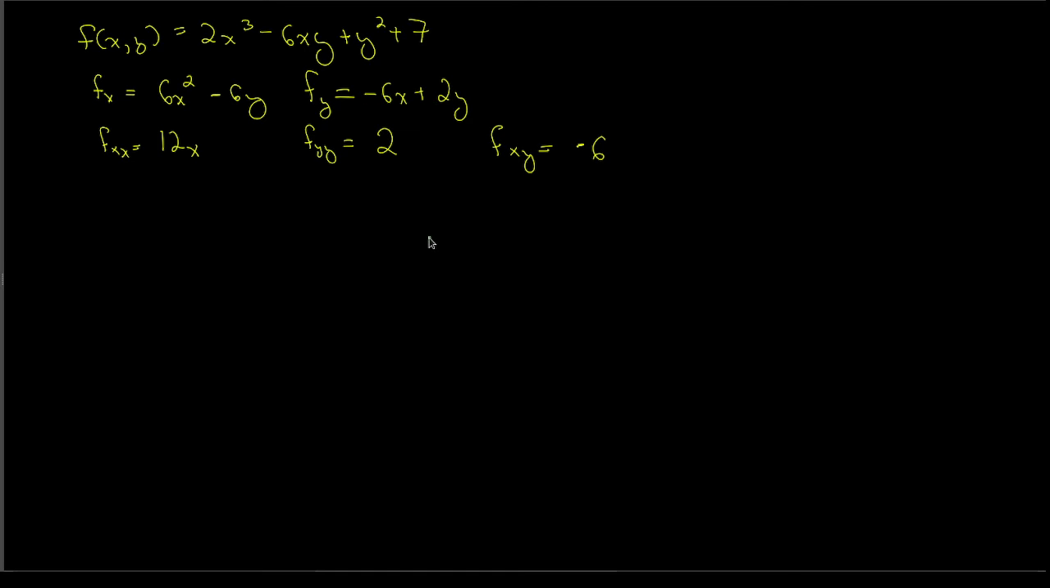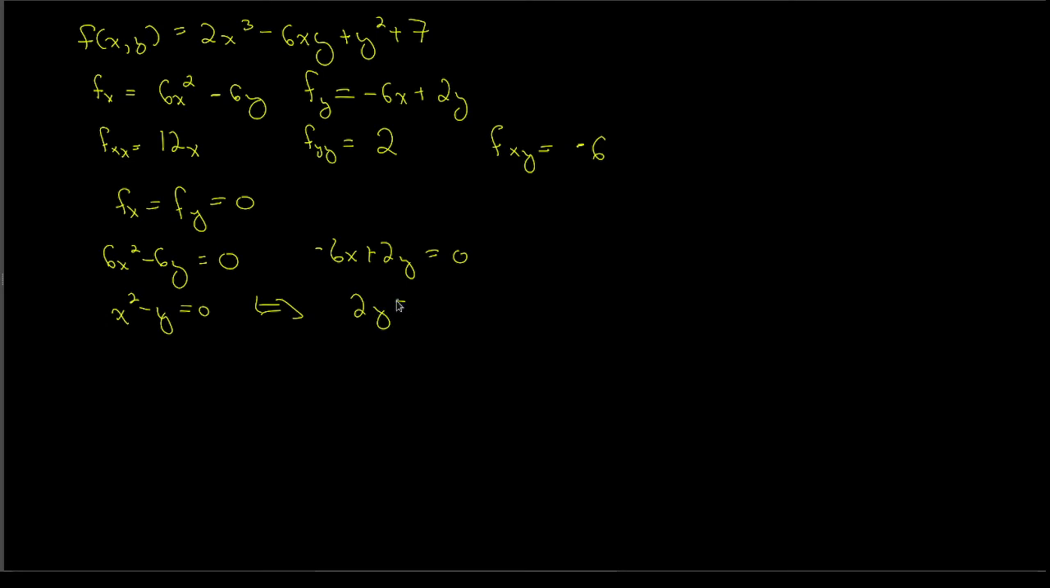And so we want to find the critical point, so we need to find the place where the partial with respect to x and the partial with respect to y are both equal to 0. So I'm going to set both of these equal to 0 to get a system of equations. And we can divide the 6's out, so x squared minus y equals 0 at the same time that 2y equals 6x, or y equals 3x. So I'll come back in here and substitute.